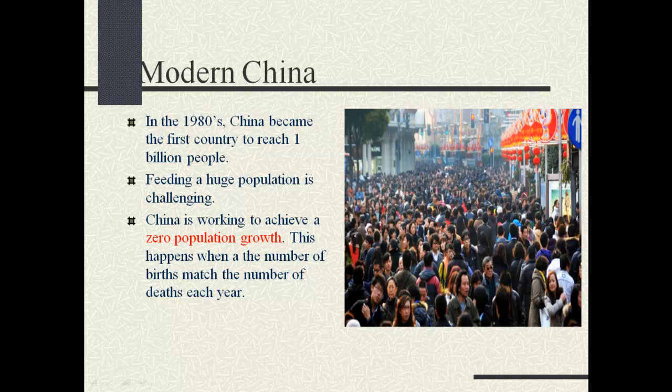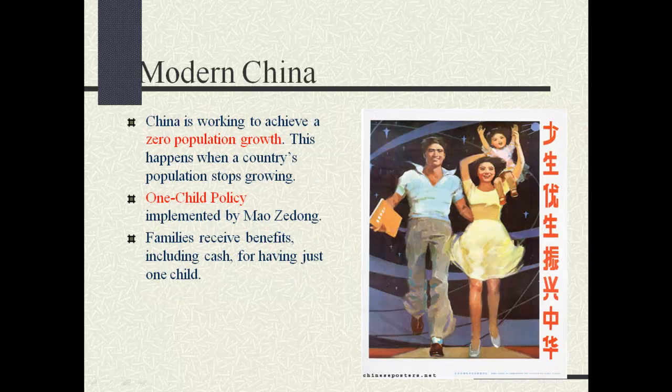So China worked on some policies to curb the population growth, and they came up with the policy of zero population growth. This happens when the number of births matches the number of deaths each year. And China is working to achieve this by implementing other policies. One of these policies is the one-child policy, and families receive benefits including cash for having just one child.